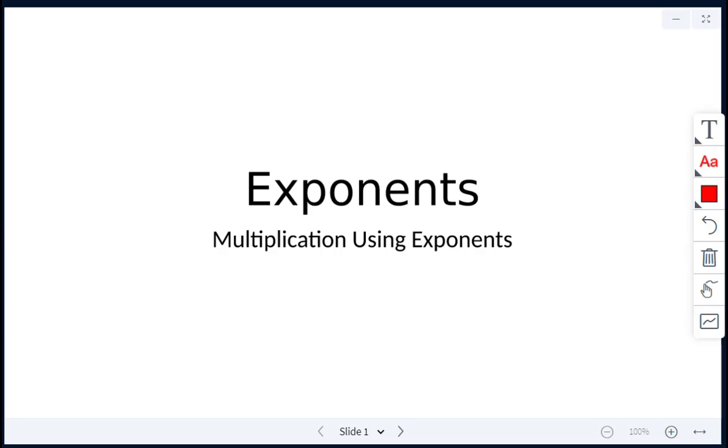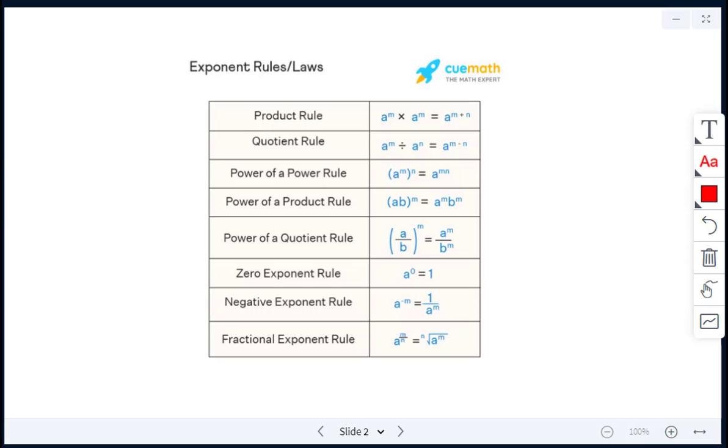Okay, today's lesson is on 10.2, which is multiplication using exponents. So what we're going to look at today is the product property rule. All right, so these are the exponent laws we're going to be covering. If we look here, today is the product law that we're going to be looking at, or the product rule.